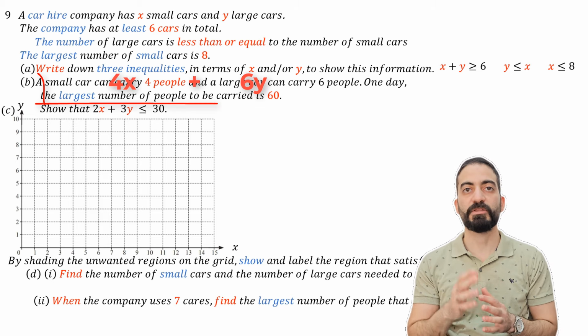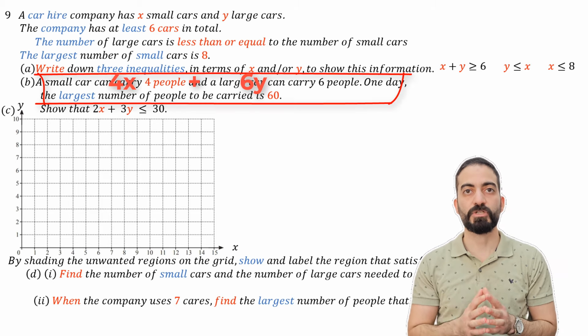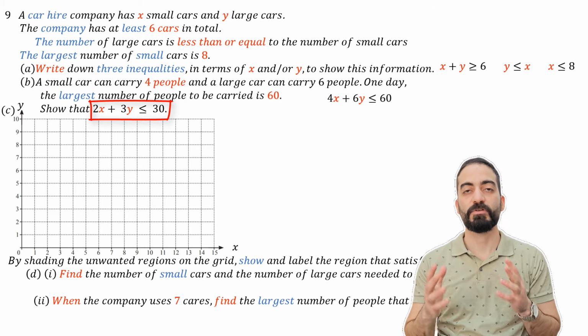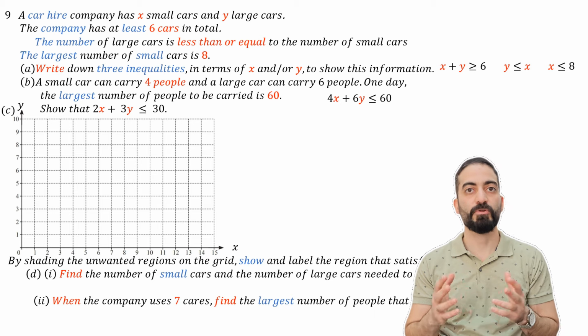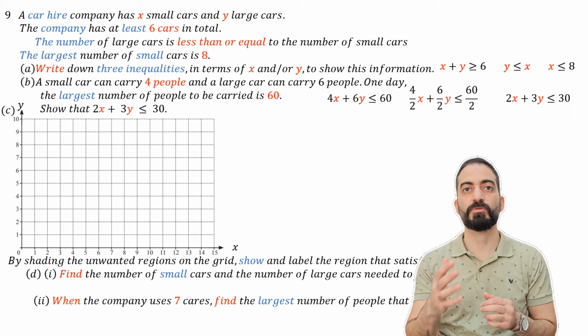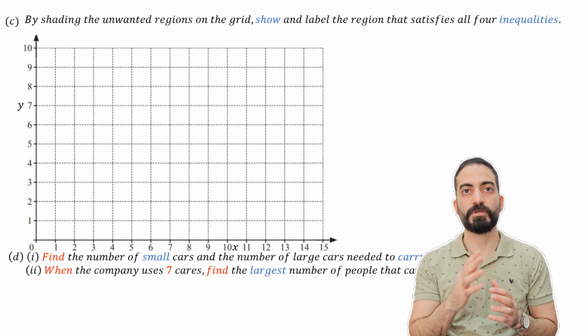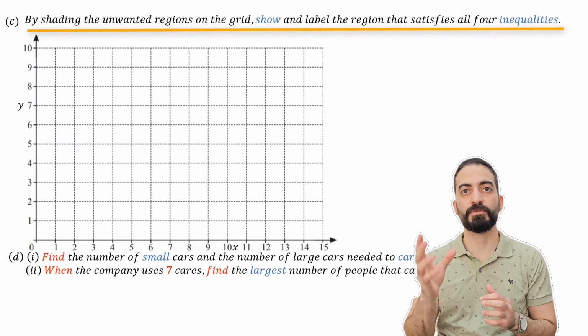We can convert this given into an equation in this form. Now we want to reach this form. We simply divide by 2 and get 2x plus 3y smaller than or equal to 30. We now move to part C, shading the unwanted regions on the grid.